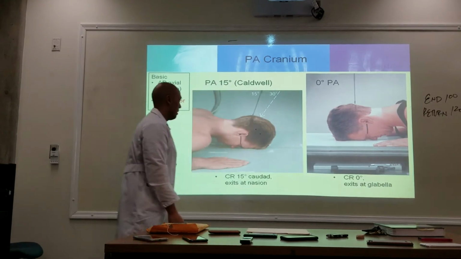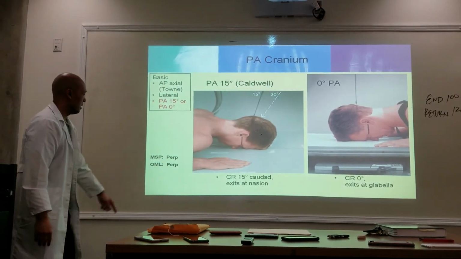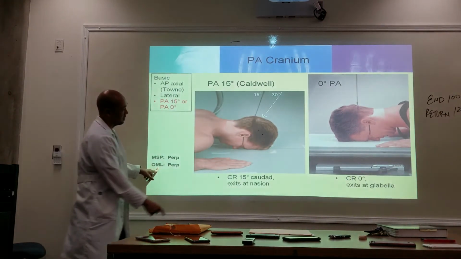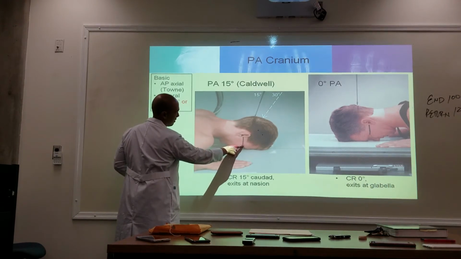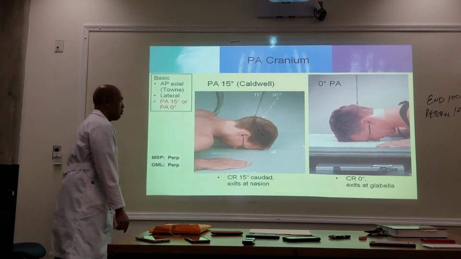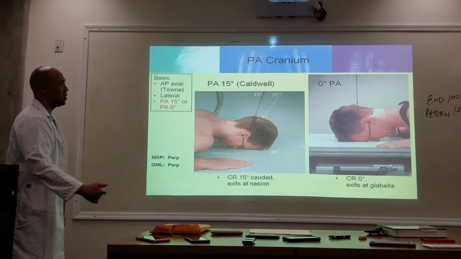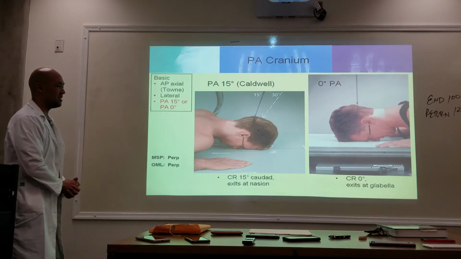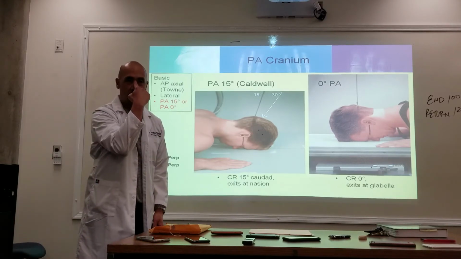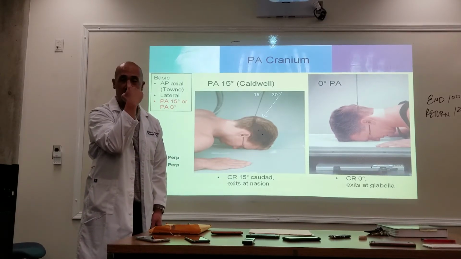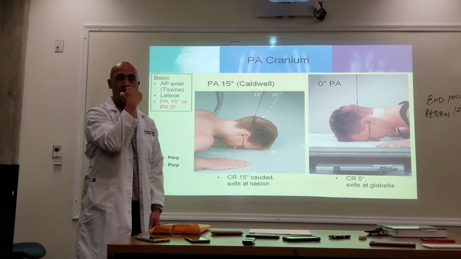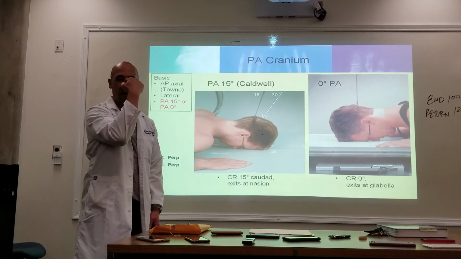Now we're going to use the OML, the orbital meatal line. So again, we're looking at the edge of the eye, the outer canthus, making it perpendicular, and we are going to do a 15-degree angulation towards the feet to exit the nasion. You guys know where the nasion is? Top part of your nose, where your nose attaches to your face at the top. That's the nasion. Where your nose attaches to the bottom, that's the canthion. So canthion on bottom, nasion on the top.